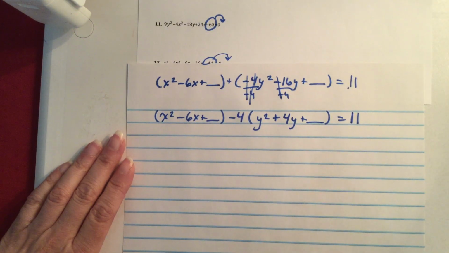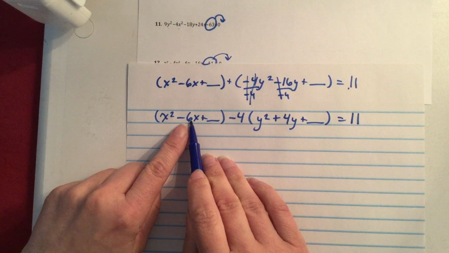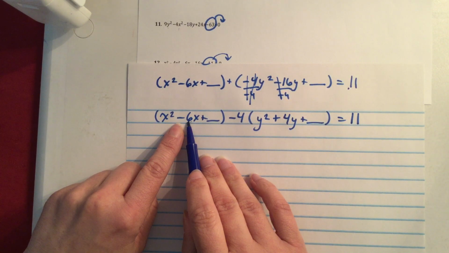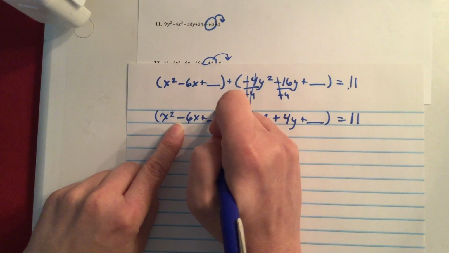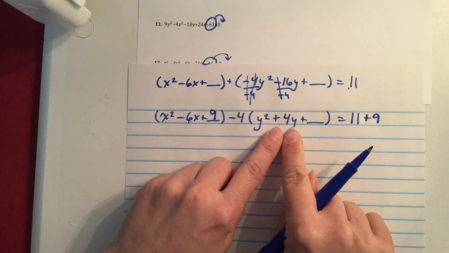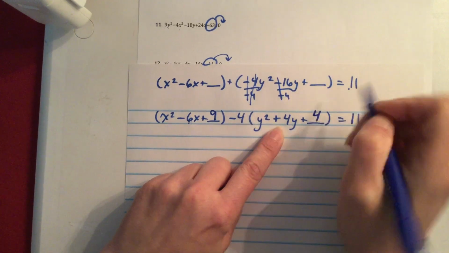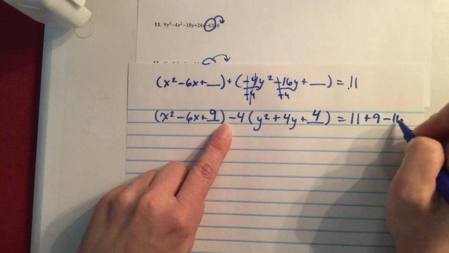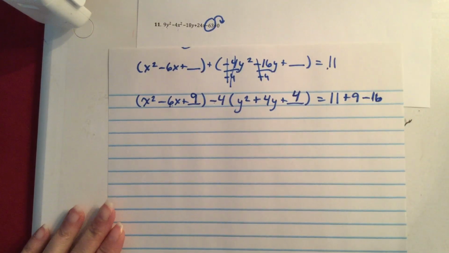Now we can complete the square. You take the number in front of x, divide it by 2 and square it. -6 divided by 2 is -3. -3 squared is 9. So I need to add 9 to this side. Complete the square. 4 divided by 2 is 2. 2 squared is 4. But this is -4 times 4, so it has a value of -16.